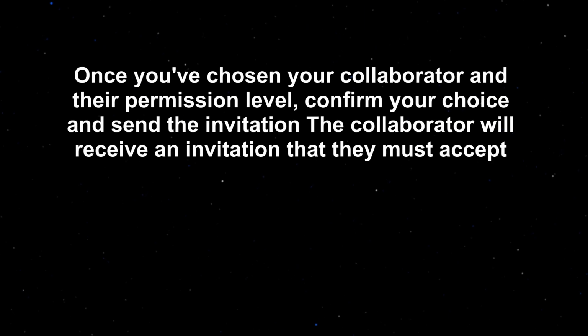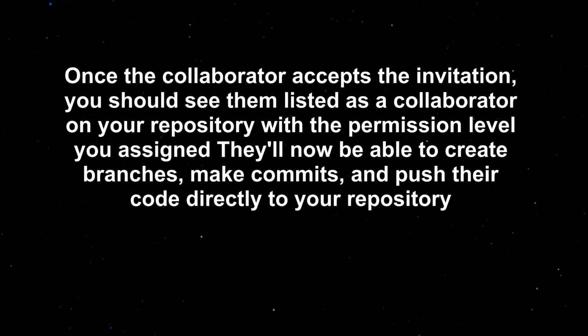The collaborator will receive an invitation that they must accept. Once the collaborator accepts the invitation, you should see them listed as a collaborator on your repository with the permission level you assigned. They'll now be able to create branches, make commits, and push their code directly to your repository.